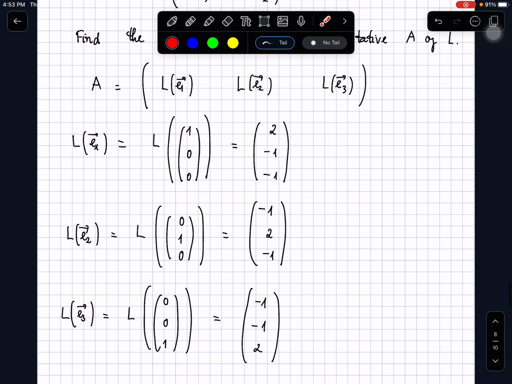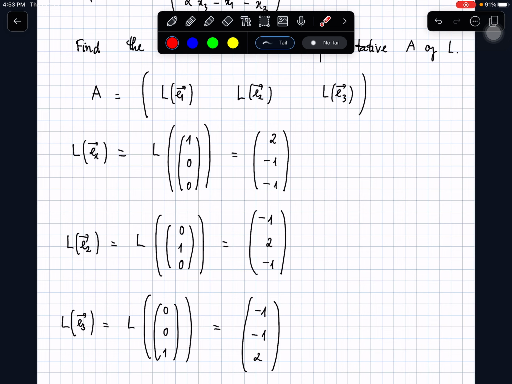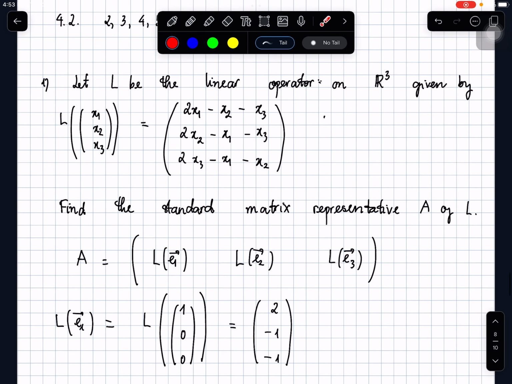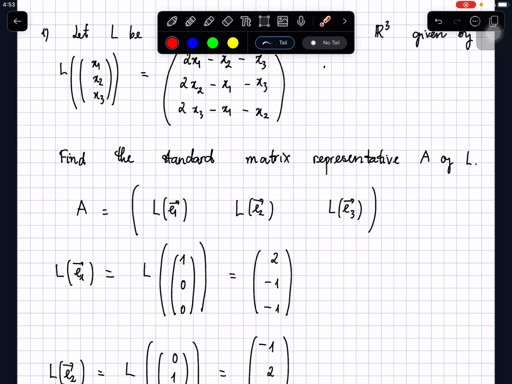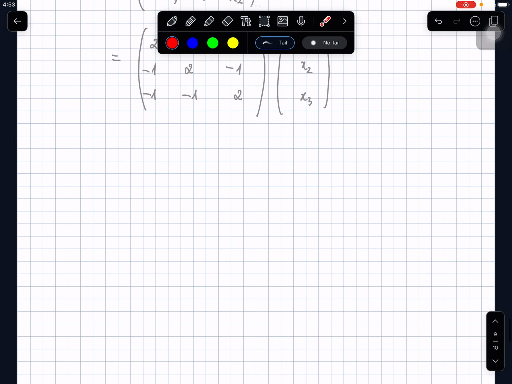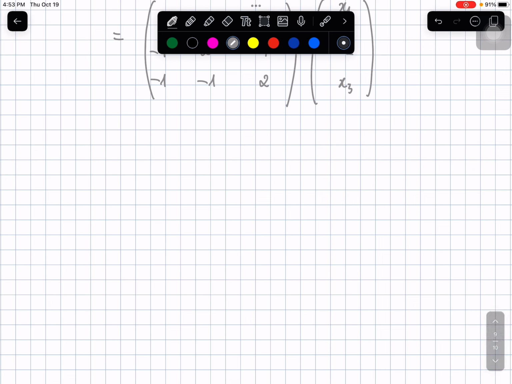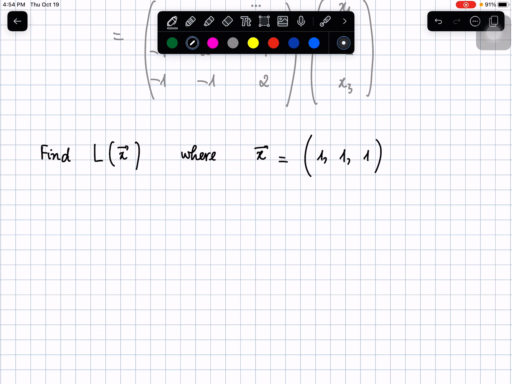Okay. And the second question is, given any vector in R3, we can find its image using the matrix representative. So suppose the question is, say, find F of x, where x is, say, (1, 1, 1) transpose.